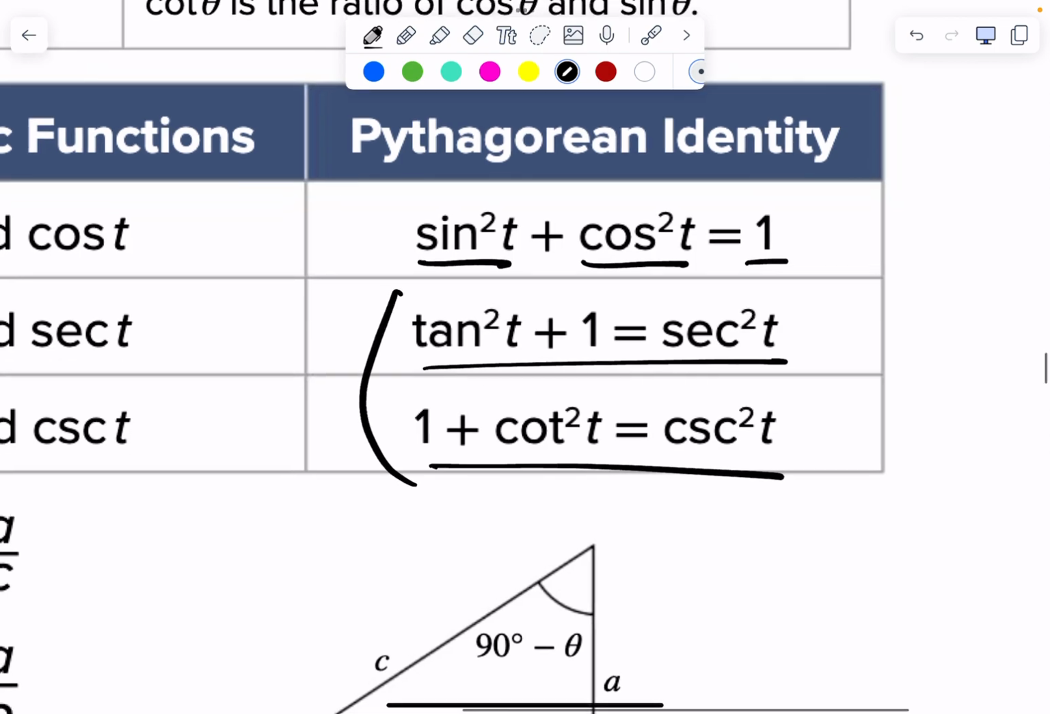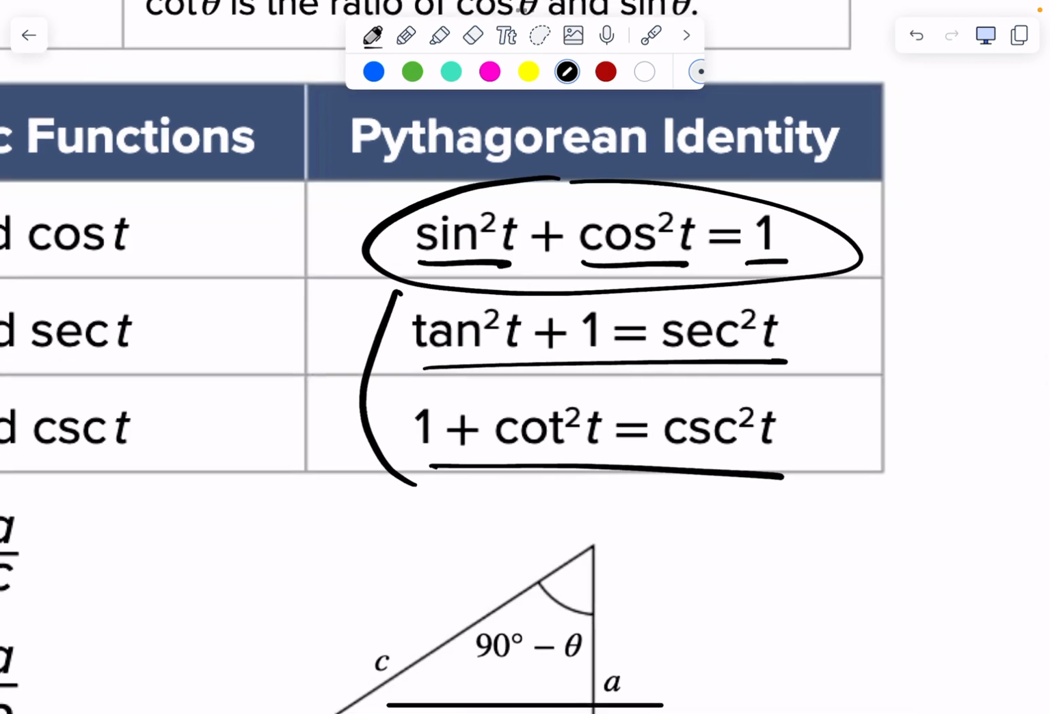I do not have these two memorized, but I have this first one memorized because we use them a lot. Okay? So I don't expect you to memorize all three of them, but maybe probably memorize the top one. Sine squared plus cosine squared equals 1. That one's not too hard.